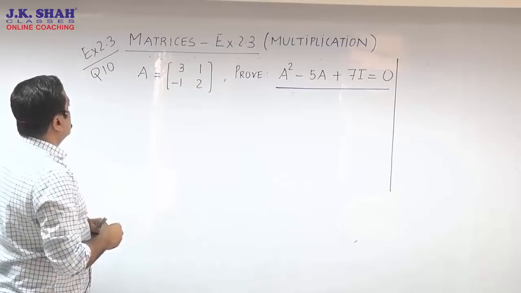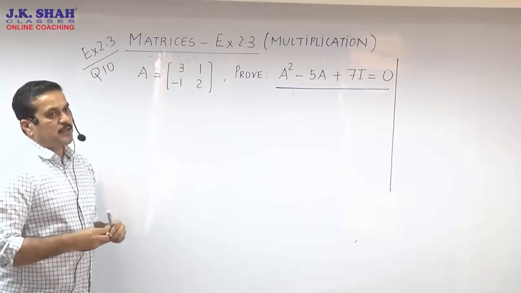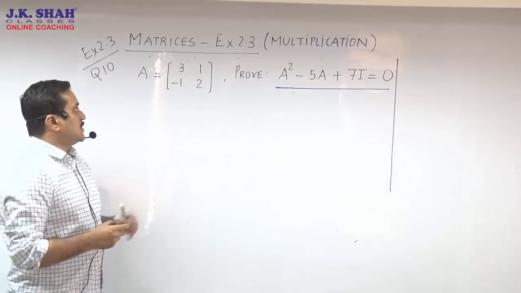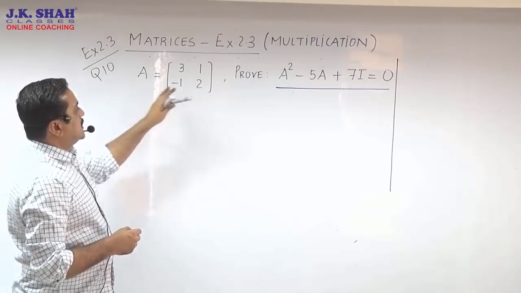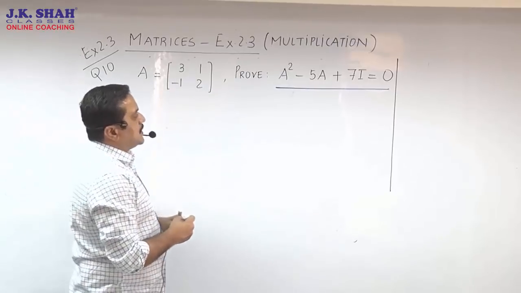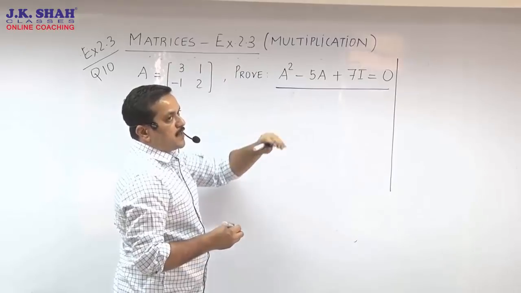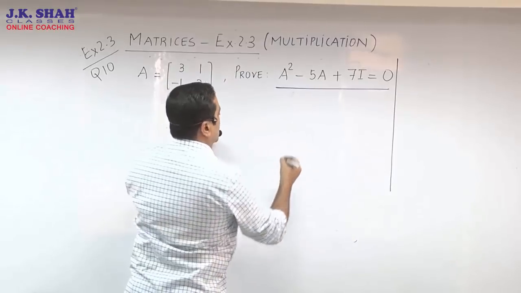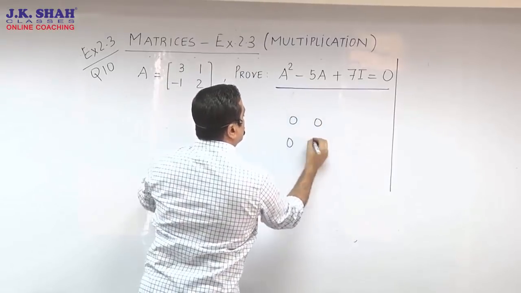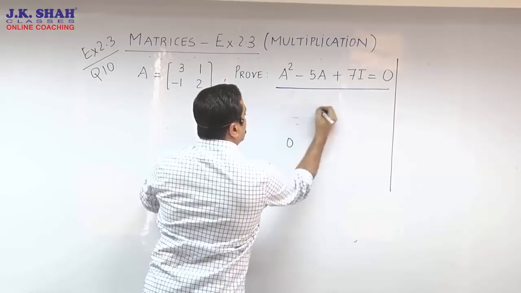So our next question coming from exercise 2.3, it's question 10. They give us a small matrix A and then they ask us to prove that A square minus 5A plus 7I is a zero matrix. Zero matrix means all the elements inside the matrix need to be zero. So this should be our ultimate answer.